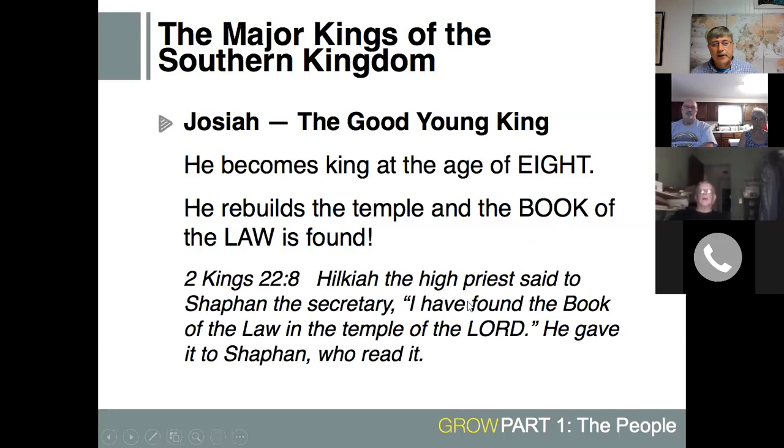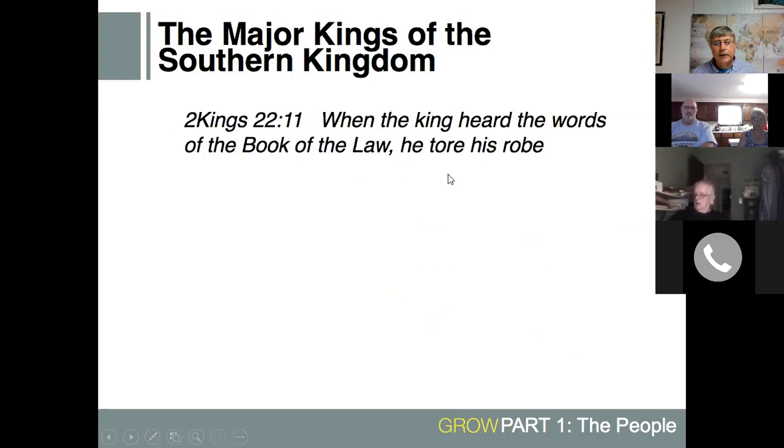2 Kings 22:8 says, Hilkiah the high priest said to Shaphan the secretary, I have found the book of the law in the temple of the Lord. So he gave it to Shaphan, who read it. When the king heard the words of the book of the law, he tore his robe. This is Josiah, the young king.